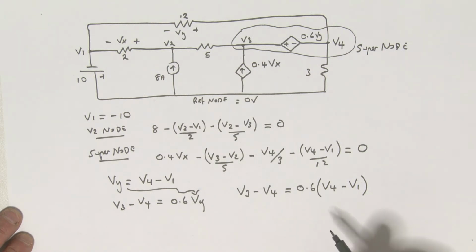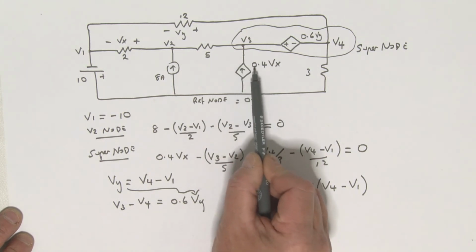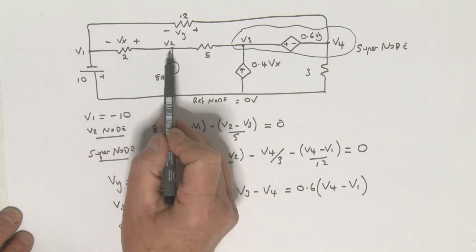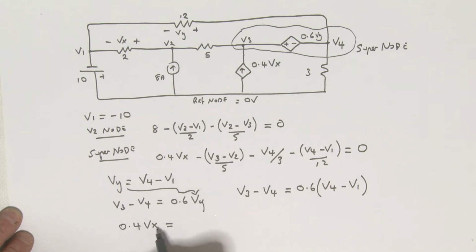All right, what else can I say? Well, let's see. What about this one here? Can I say something about this? That's a current. Its value is 0.4 times Vx. All right, let's write that down. So 0.4 times Vx, what is that equal to? Well, there's Vx, isn't it? And Vx is V2 minus V1. So can I not say that 0.4 Vx is 0.4, open a bracket, (V2 minus V1)? And I can make that statement there.